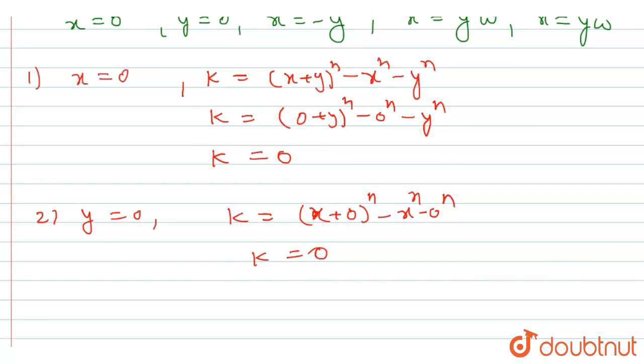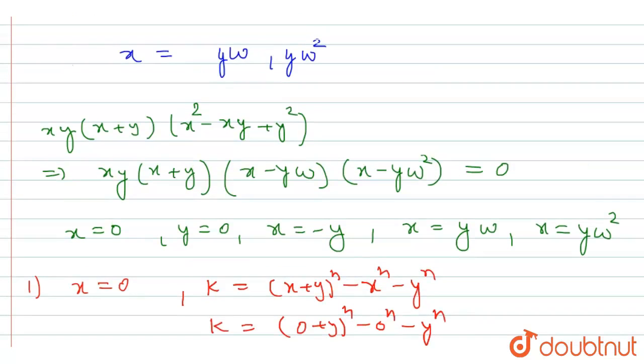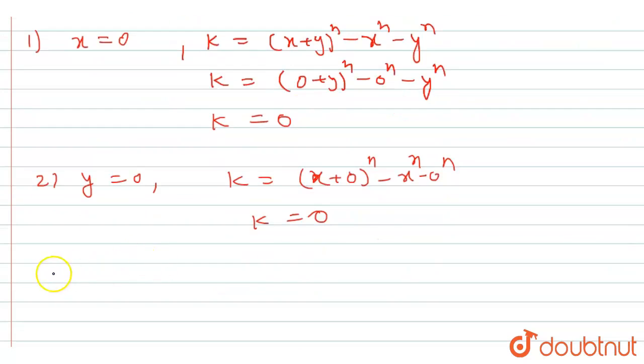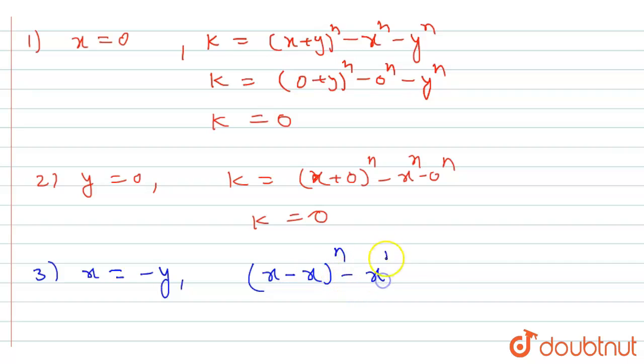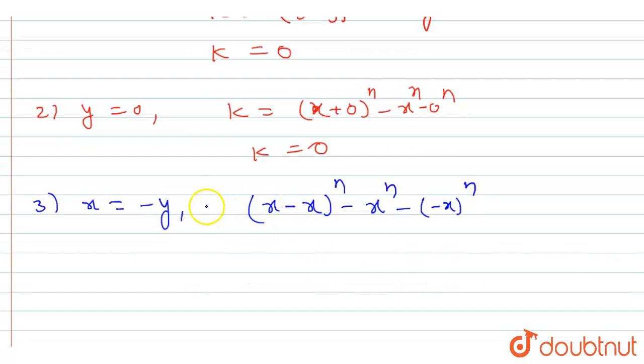Now the third case, x equals minus y. On putting x equals minus y, our given term x plus y becomes x minus x, to the power n, minus x to the power n, minus the remaining term. So this is our value of k. From here the first part is 0, and the rest is minus x to the power n, which we can write as minus 1 to the power n times x to the power n.